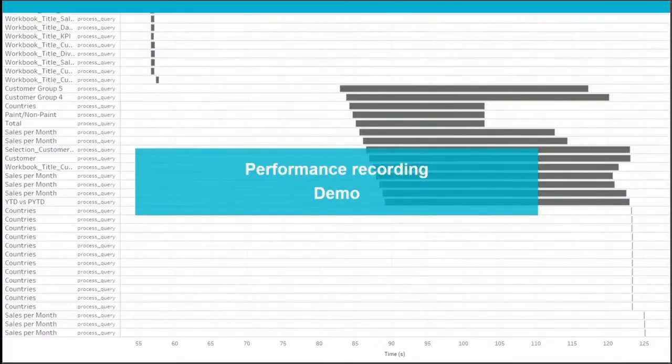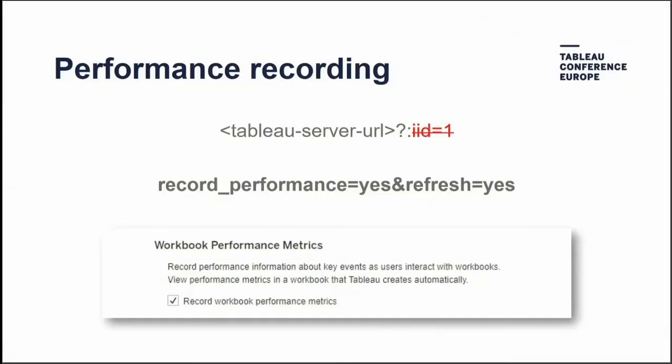So, of course, you can also do this on server. What you need to do, however, is take your URL, which you just had for the view, and add this little snippet, record performance equals yes, and, very important, refresh equals yes on the end. Otherwise, you will probably hit cache. You don't see anything in the performance recording, just a very small step which says, hey, your workbook loaded super fast, but you actually went on the cache.